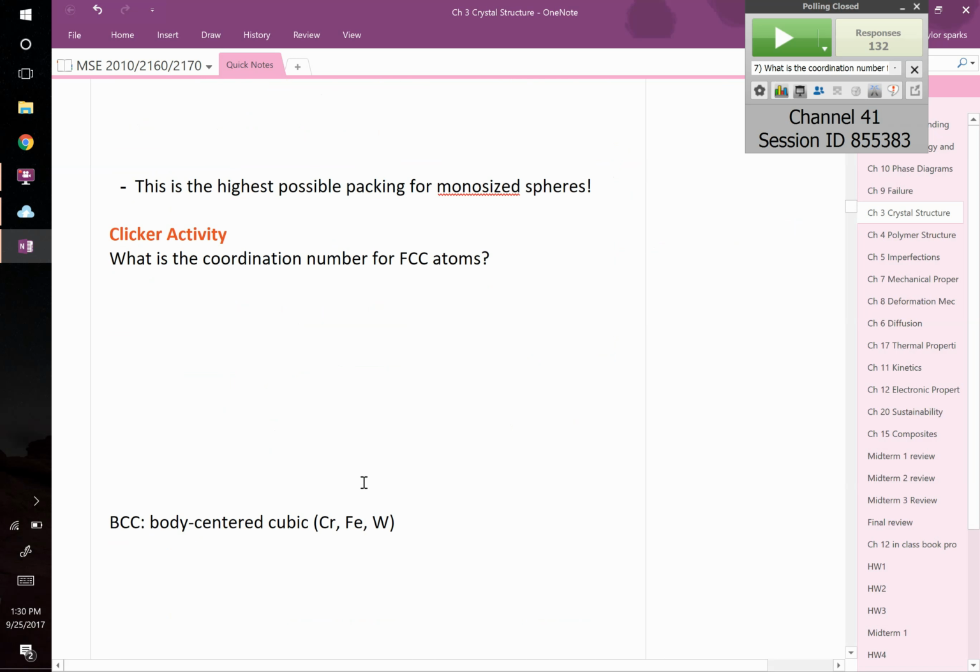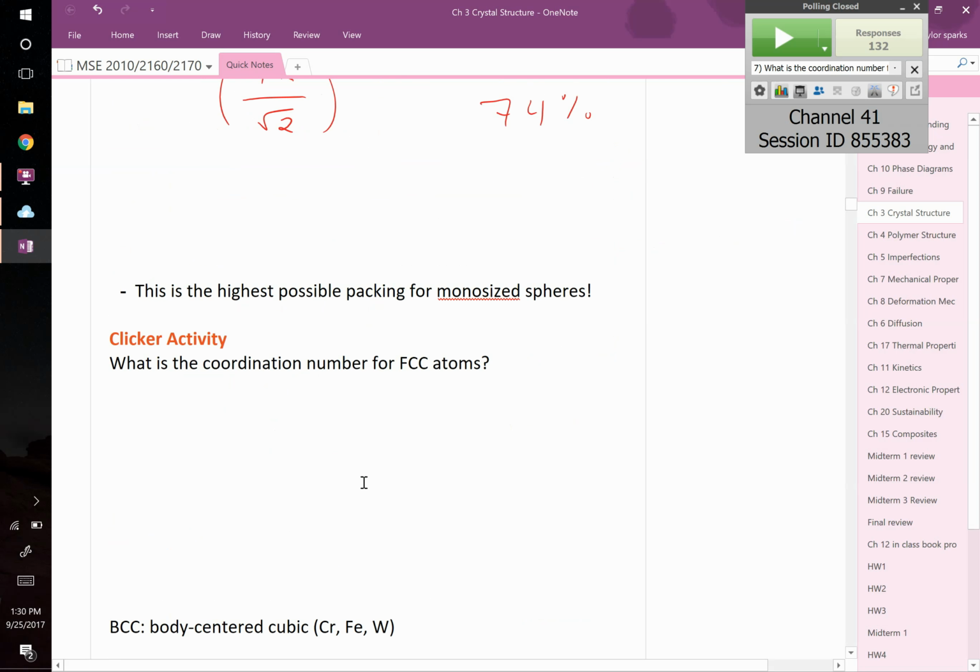Okay, next question is, what is the coordination number of FCC atoms? So coordination number, we haven't talked about it yet. Coordination number is the number of nearest neighbors of equal distance. So in this room, this is a square lattice. It's only a two-dimensional lattice in students.